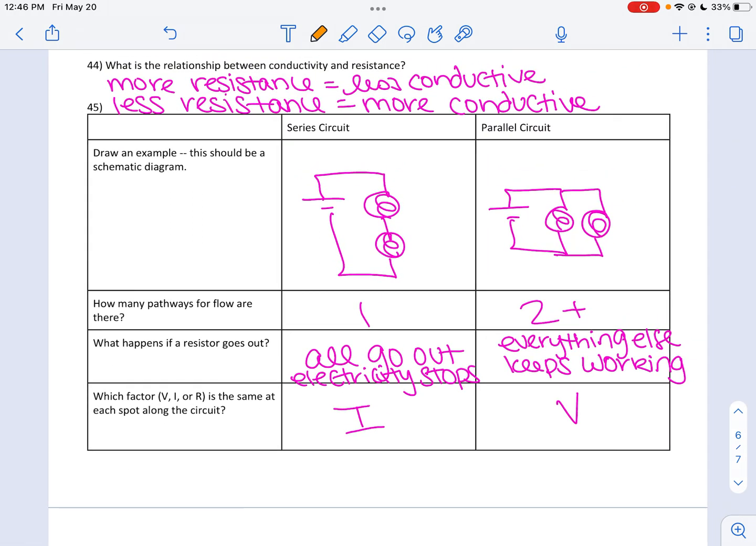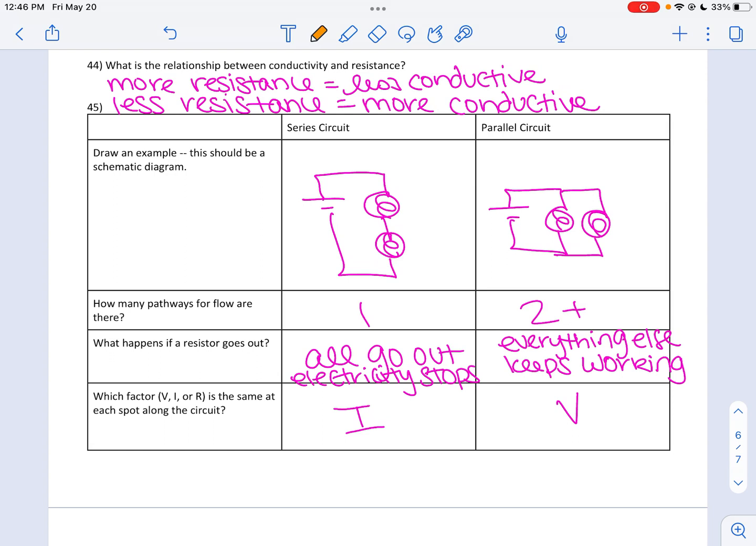For series versus parallel, remember we had built some of these. With series, there's one hooked after the next after the next. If one of them goes out, they all go out. The current, because there's only one path for the electrons to move, is going to be the same across each resistor or each light bulb.